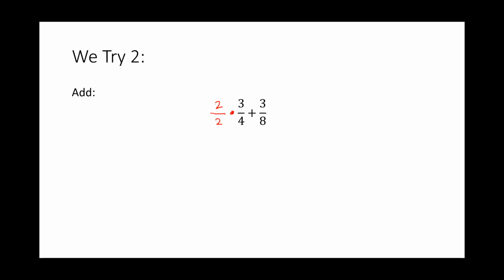So let's do that. 2 times 3 is 6, over 2 times 4 is 8, plus 3/8. 6/8 plus 3/8 is 9/8. If you're fine with an improper fraction, feel free to leave it, or you can convert it to 1 1/8, which is going to be our answer, 1 1/8. Go ahead and try this one out on your own, and I'll see you in a second.